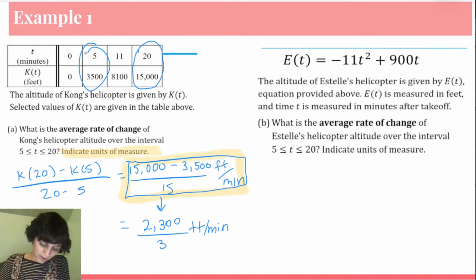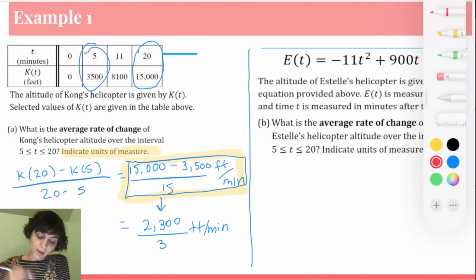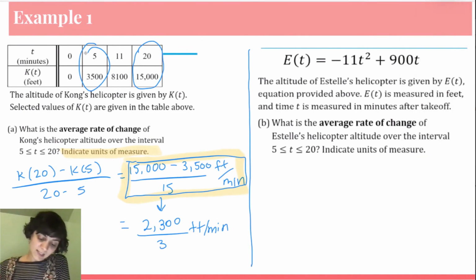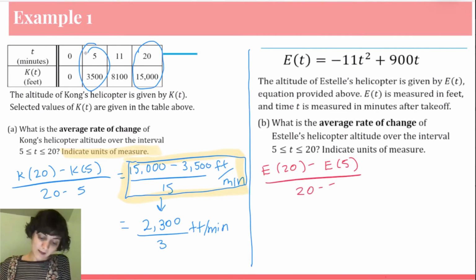All right, and now the problem on the right. I'll switch colors. Now we have an equation. What is the average rate of change of Estelle's helicopter's altitude over the interval from t equals 5 to t equals 20 seconds? Indicate units of measure. So again, now using e of 20 minus e of 5 over 20 minus 5. Now I do have to plug into the equation, so I'll do it down here.